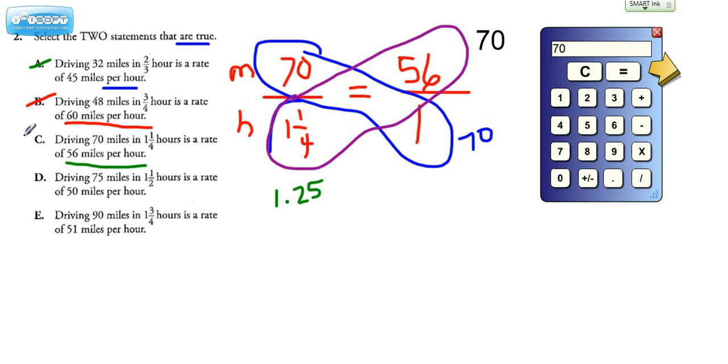That's a keeper. Now we have to find one more, because they want 2. You're going to use the same method that we were using for the first 3 to finish up and find out if it's D or E that is the other remaining choice. Good luck finishing that up.